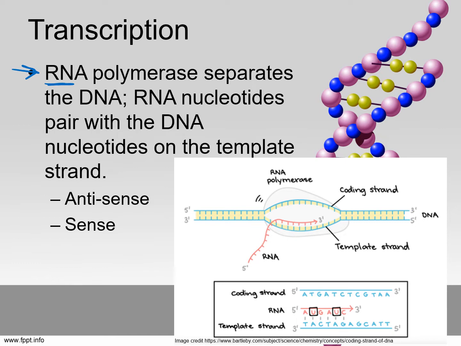So RNA polymerase is going to bind to that promoter site, and RNA polymerase all by itself is going to separate the DNA double helix. No helicase is needed here. Polymerase can do it all by itself. So we're going to open up that DNA double helix, and then our RNA nucleotides, the A's, U's, C's, and G's. We don't have thymine in RNA, remember. We're going to add these A's, U's, C's, and G's in complementary base pairing.